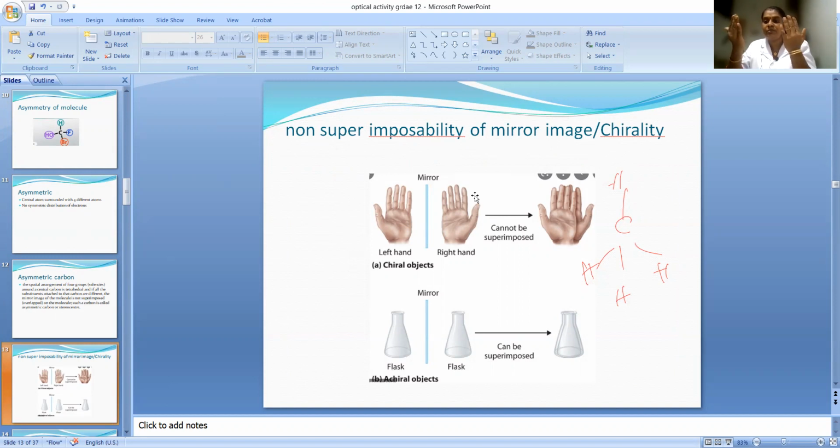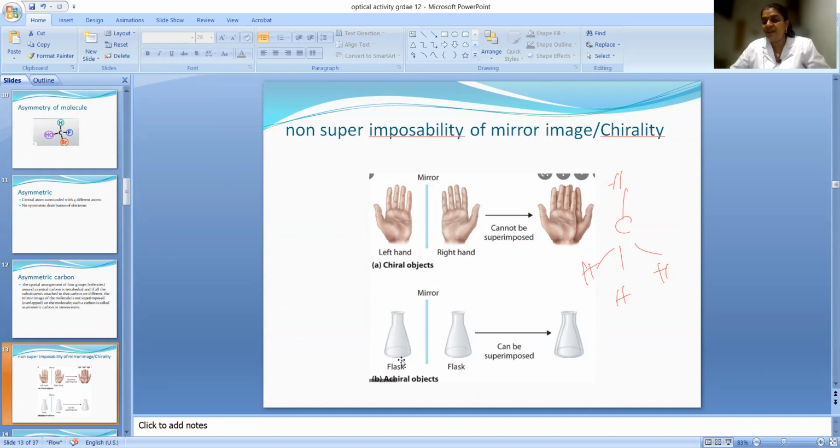Left hand is the mirror image of right hand. Now you place one over the other. They are not superimposable. Each finger is upon a different finger, right? When you keep one on the other, it looks like it is superimposable, but they are not superimposable. So that is called a chiral object.